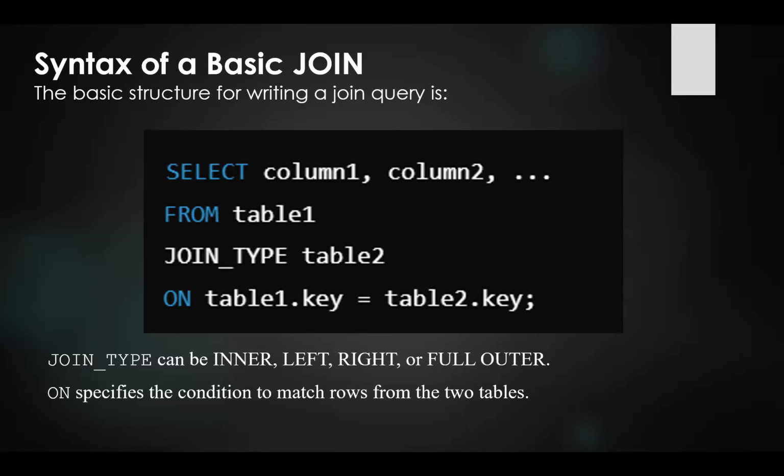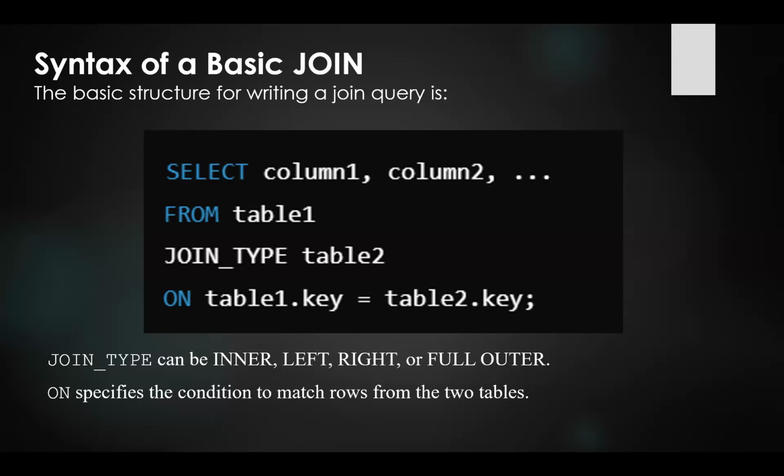Then the join type. I can specify the join. Let's say we say inner join. Inner join what? The second table, that's table two, on the relationship. Let's say table one has an ID. I can say table one dot customer ID equals table two dot customer ID.